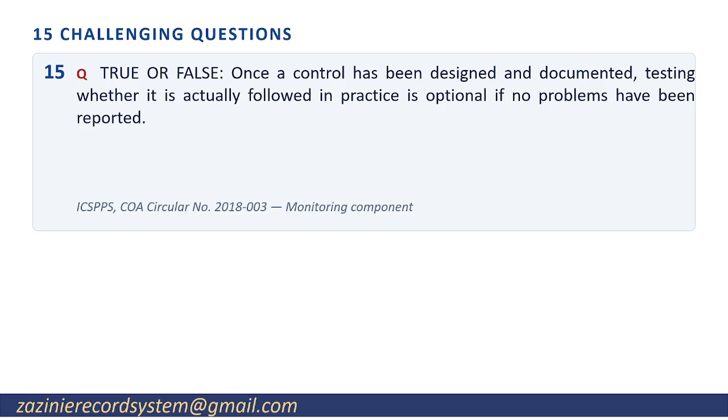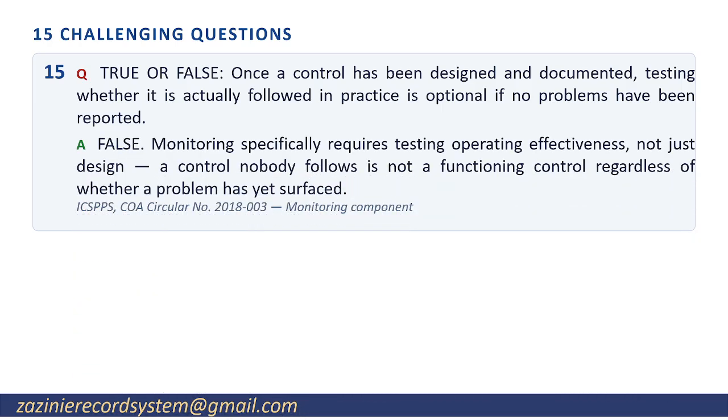15 challenging questions. Number 15. True or false. Once a control has been designed and documented, testing whether it is actually followed in practice is optional if no problems have been reported. A. False. Monitoring specifically requires testing operating effectiveness, not just design. A control nobody follows is not a functioning control regardless of whether a problem has yet surfaced.